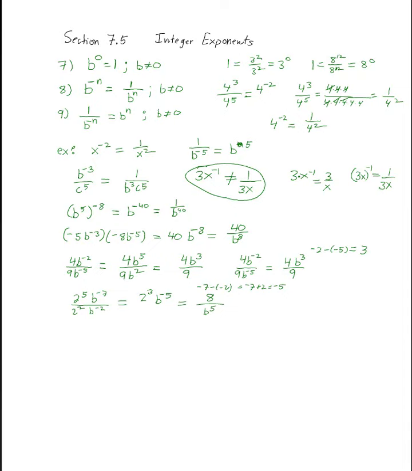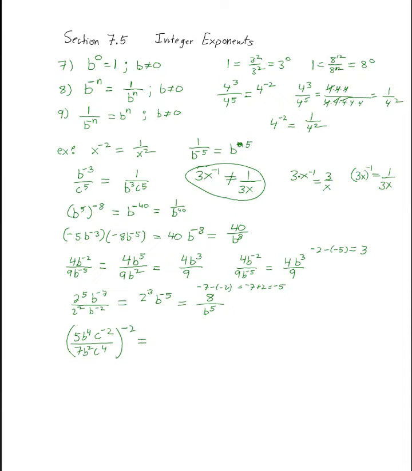All right, one last problem. Let's pick one of these real complicated ones here and see what we can do. How about 5b to the 4th, c to the negative 2, divided by 7b squared, c to the 4th, and then the whole thing is raised to the negative 2 power.